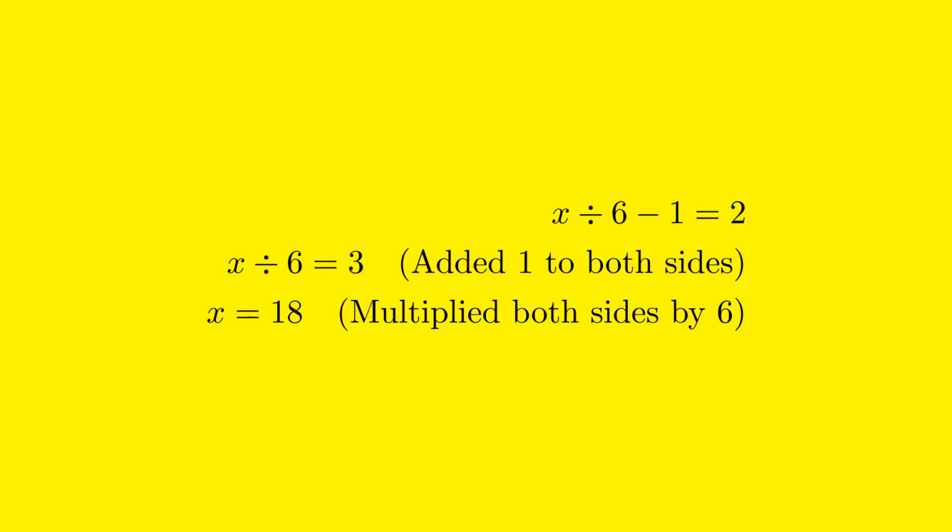Step 3. At this point, we have simplified the equation to x equals 18. That is the final step. We have successfully isolated the variable x and determined that its value is 18.